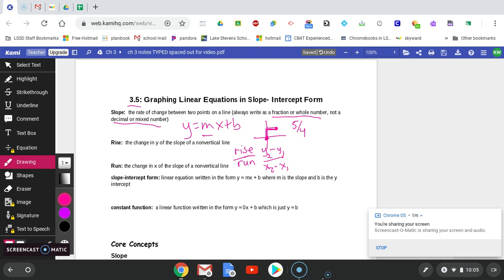So slope-intercept form again is y equals mx plus b. B represents your y-intercept. We looked at how to find your y-intercept yesterday when we were talking about it in standard form. Remember, y-intercept, if it's in slope-intercept form, is the b.